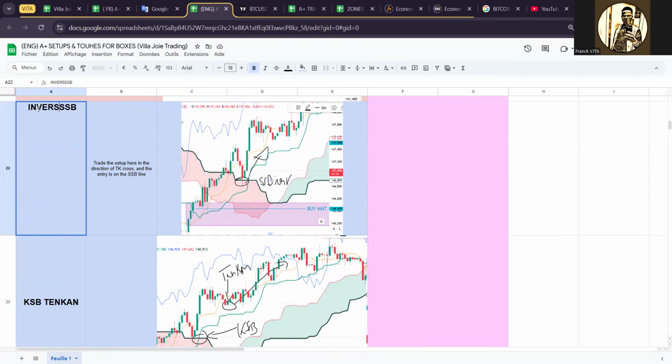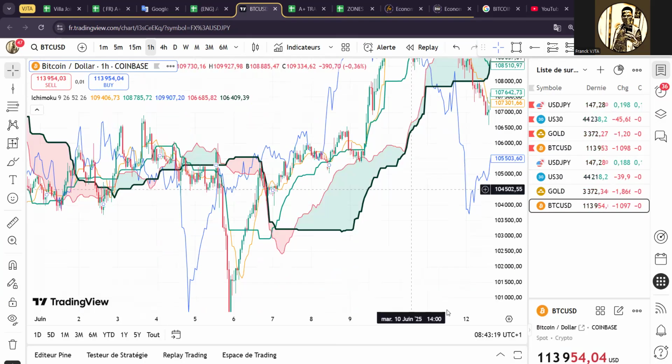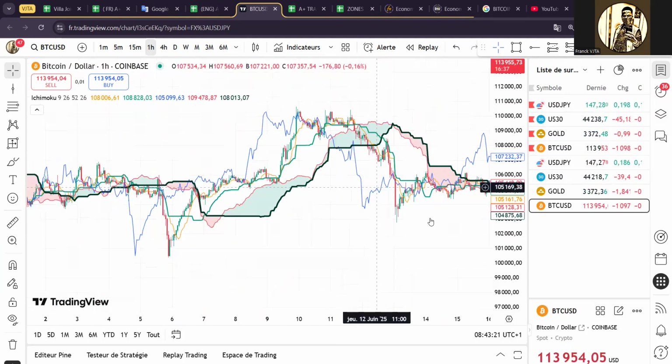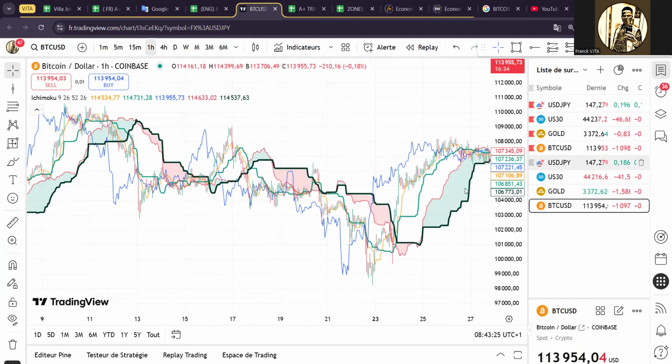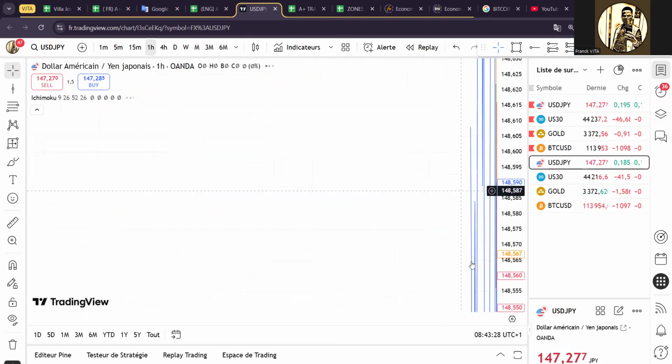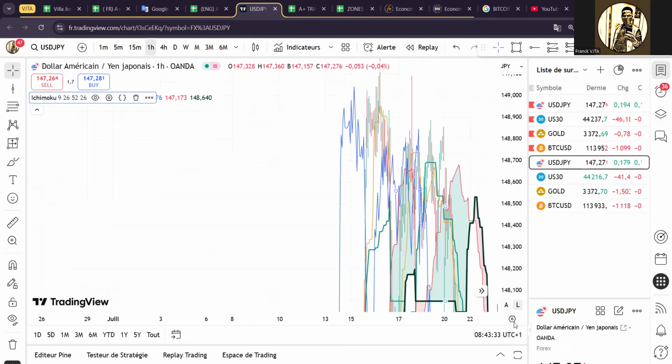Inverted SSB. I like to call it SSB inverted rather than inverted SSB, because anyway, inverted SSB is better English than SSB inverted, but you guys understand, right? Okay, inverted SSB. Let us go to the USD JPY.